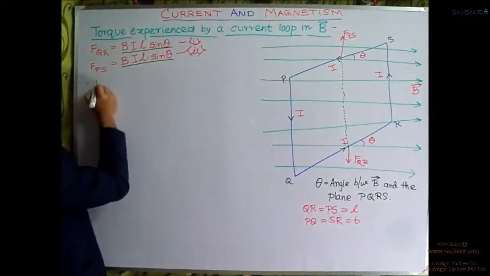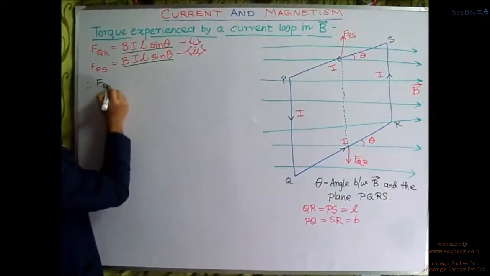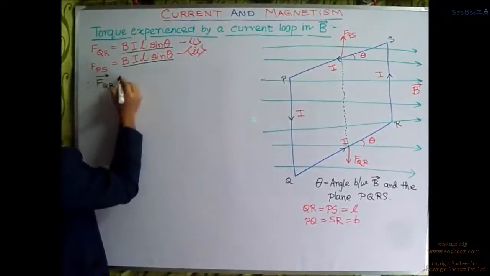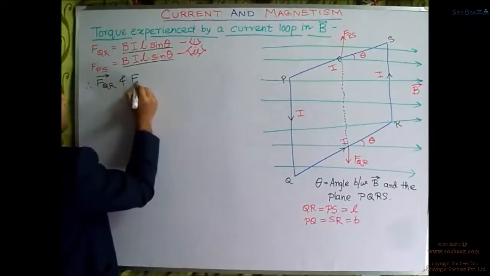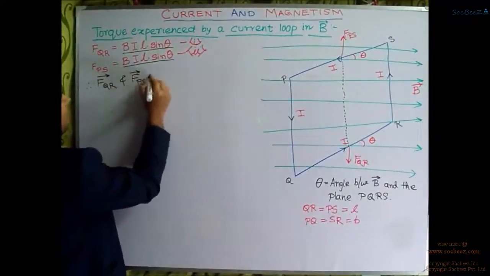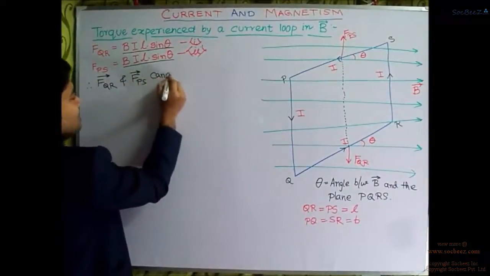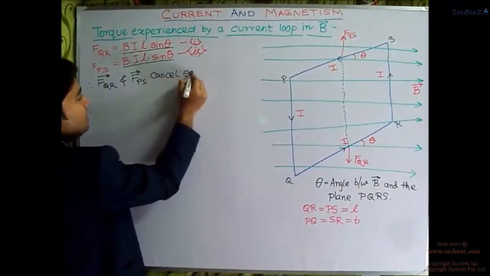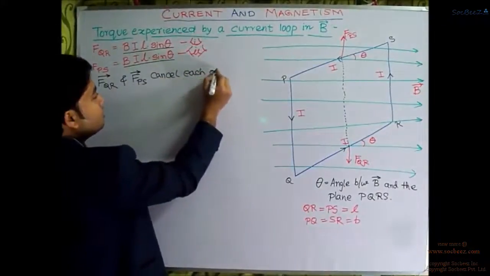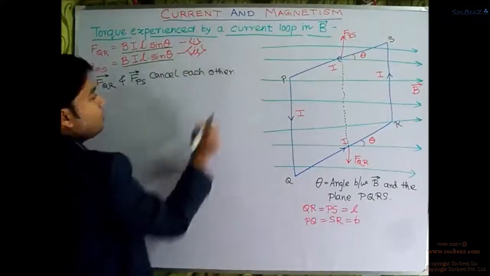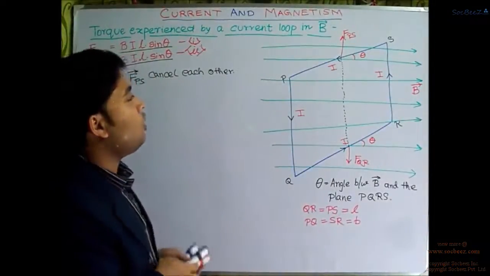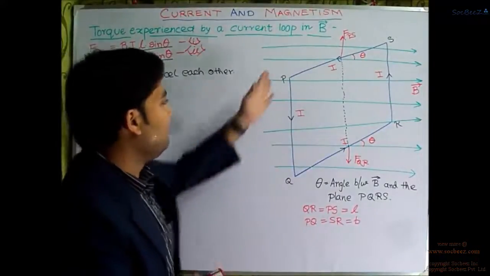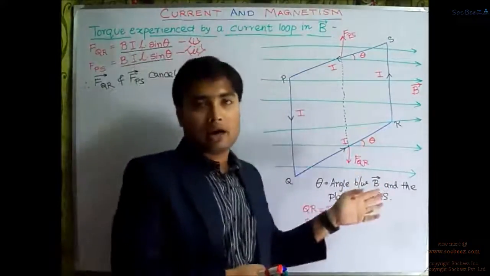So we can say that F_PS and F_QR actually cancel each other. Therefore, we can say that F_QR and F_PS cancel each other. Right? Now let us check for, say for example, PQ and SR.